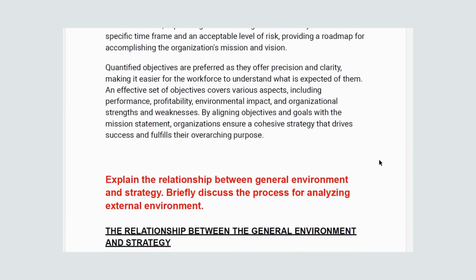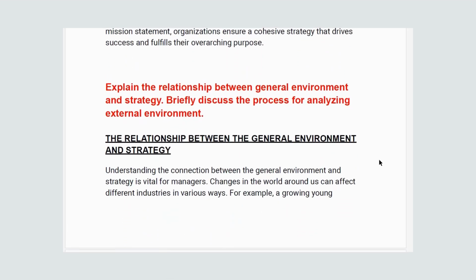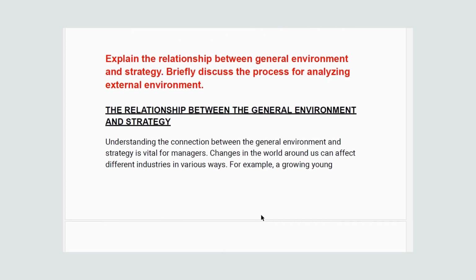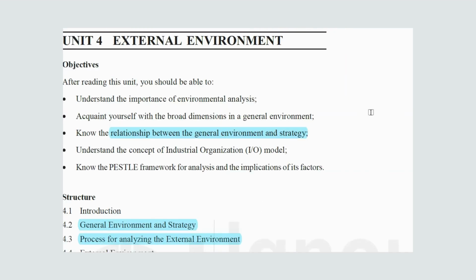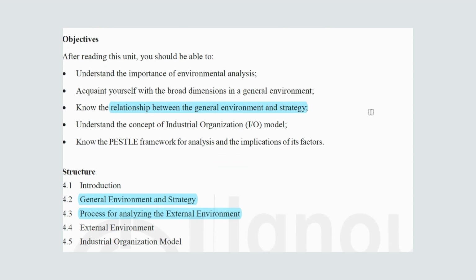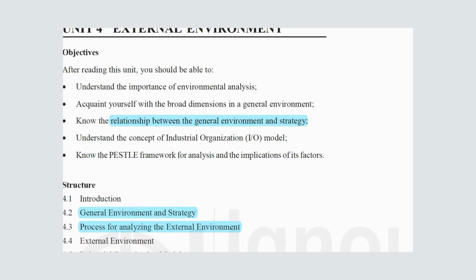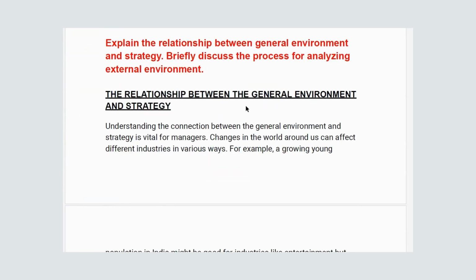Okay, the next question: explain the relationship between general environment and strategy. Also briefly discuss the process for analyzing external environment. So in Unit 4, External Environment, we can find the topic, the relationship between general environment and strategy, and also the process for analyzing the external environment. We can say that strategy is an essential component in any business organization, and strategy has a relationship with the general environment also.